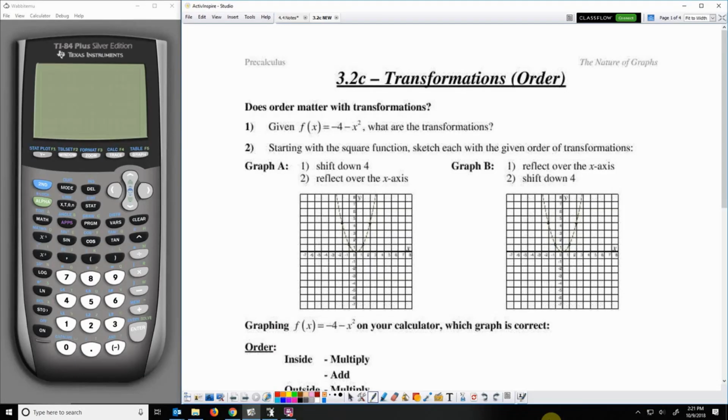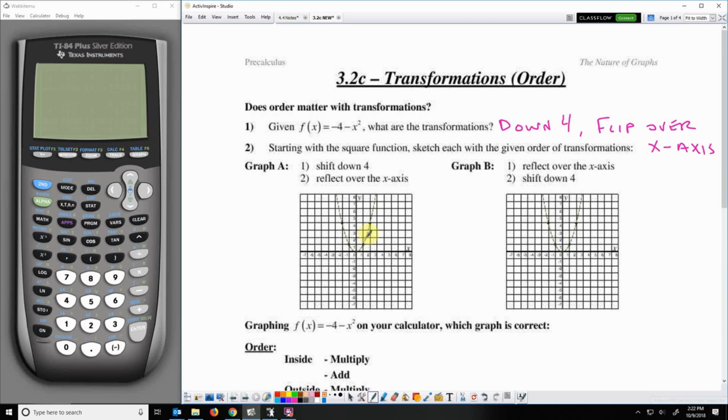We're going to continue with transformations, and we're going to talk about the order in which we perform transformations on a function. So here in f of x equals negative 4 minus x squared, what are the transformations? That minus 4 being outside the function means it shifts down 4. And that negative multiplied by the x squared is a vertical reflection, so it's going to flip over the x-axis.